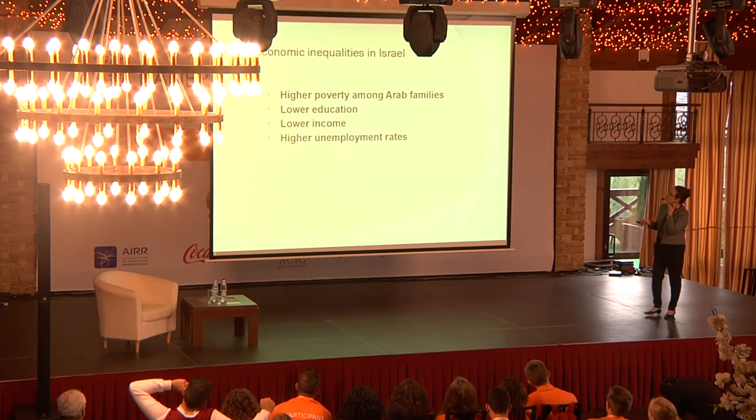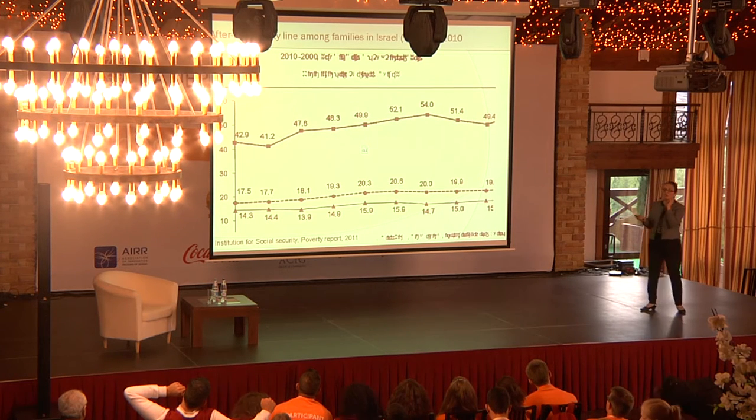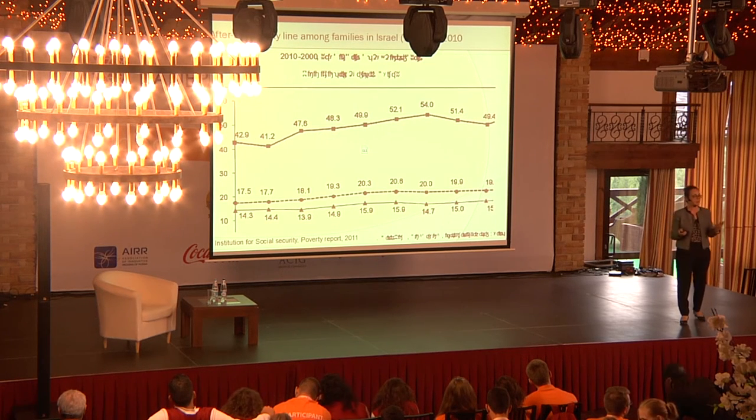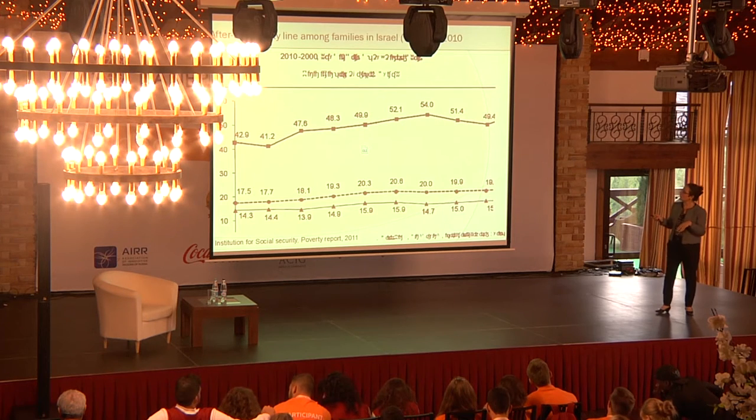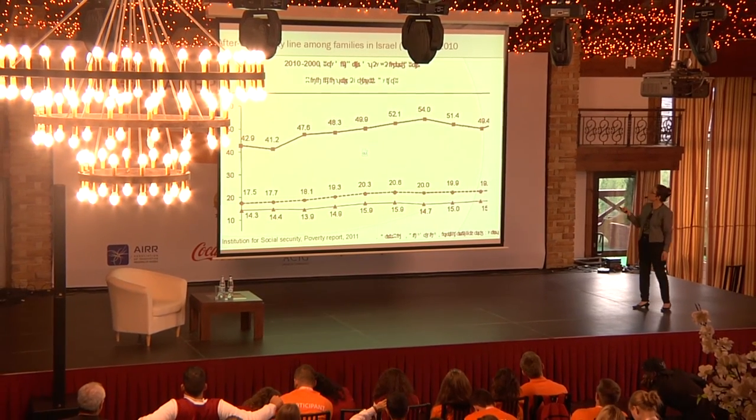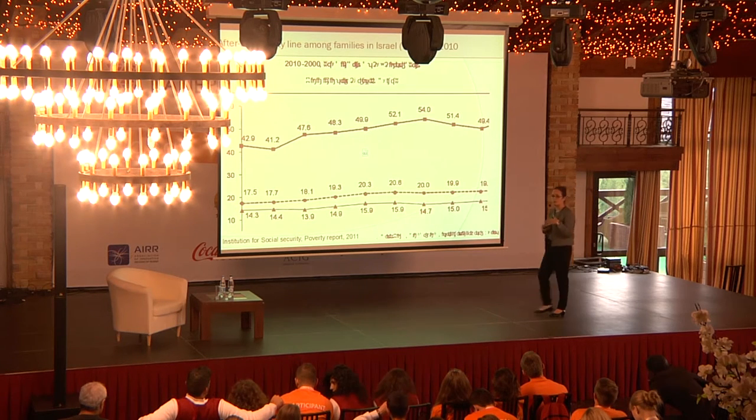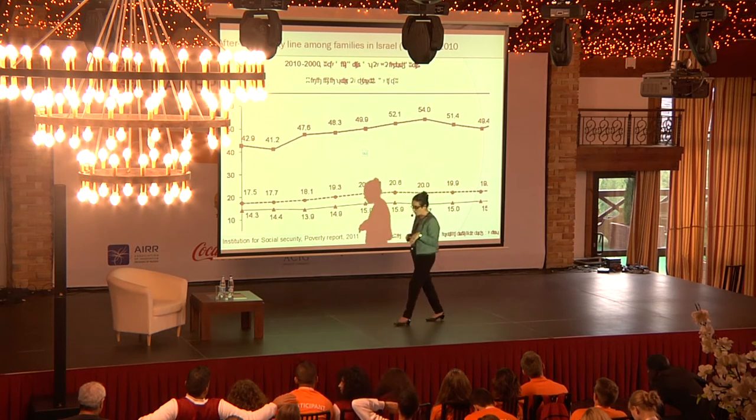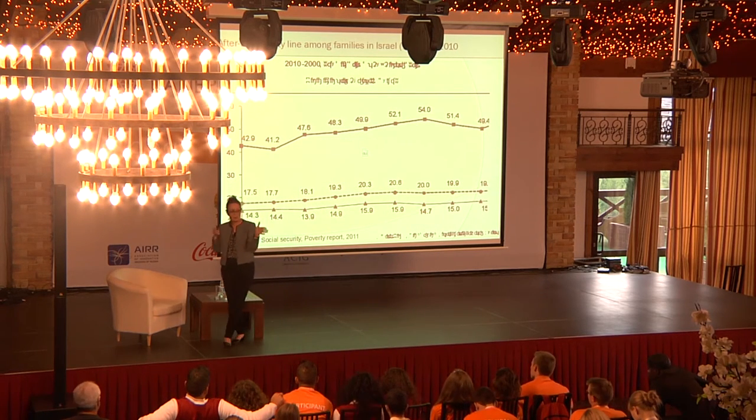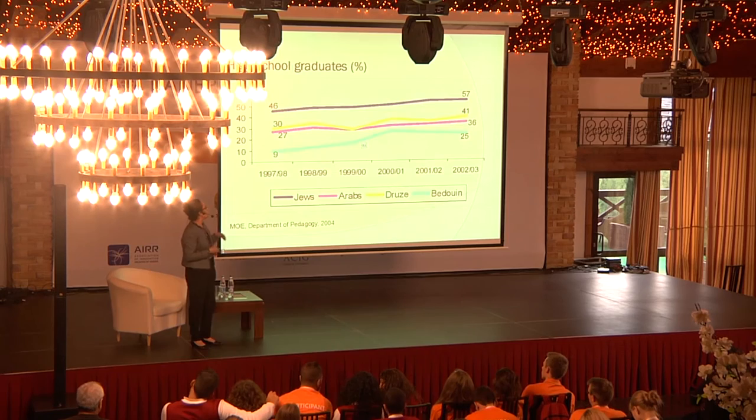But I want to give you some information about the context of Arabs compared to Jews regarding the social determinants of health in Israel. This slide shows the poverty line for Arabs and Jews in Israel. What we see is that about 50% of the Arab families live under the poverty line, while for the Jewish, it's only about 14%.